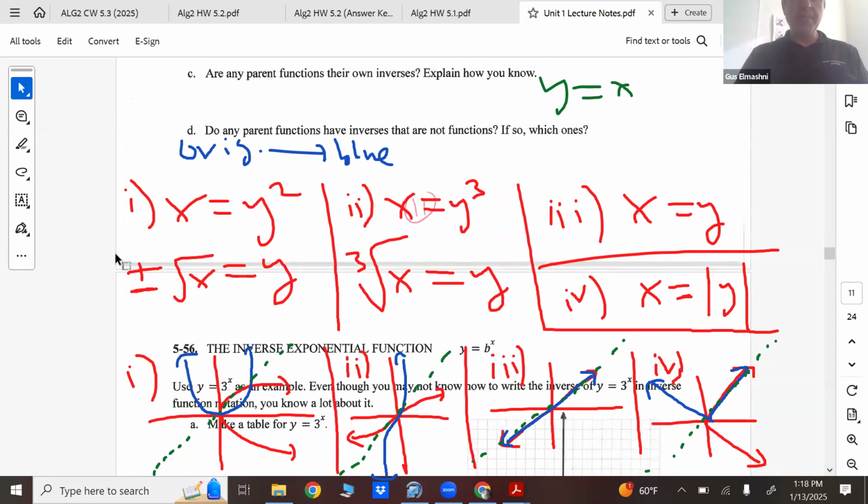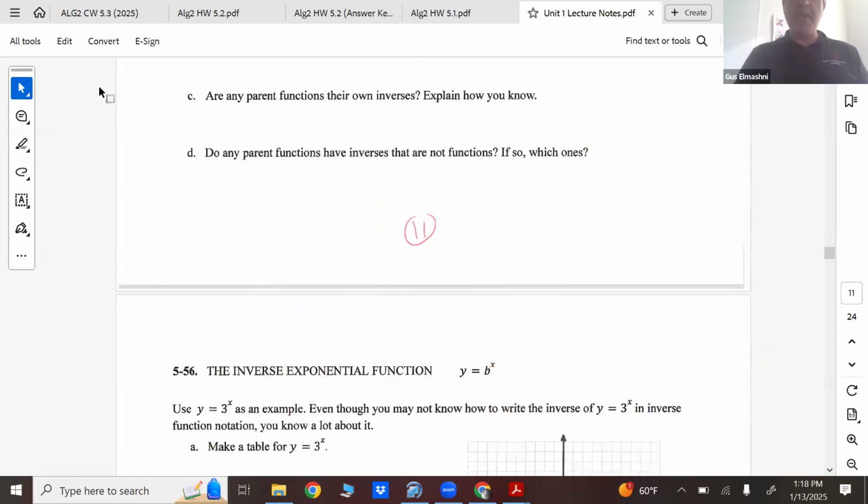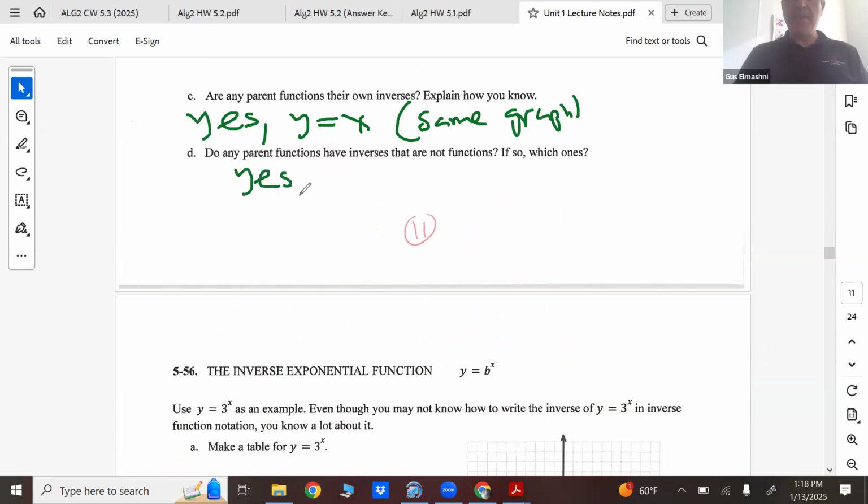Let me clear this out. Are any parent functions their own inverses? Yes. Y equals x. That's because it's the same graph. Do any parent functions have inverses that are not functions? Yes. That was y equals x squared and y equals absolute value of x.